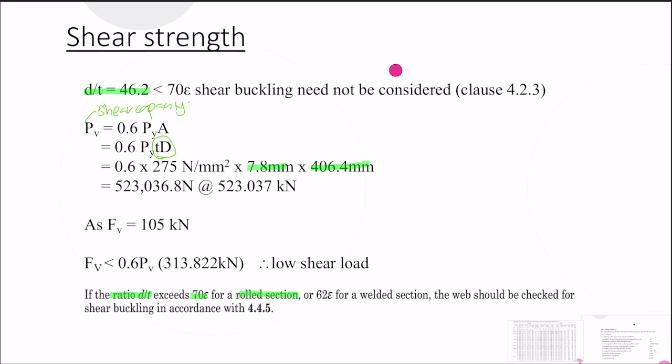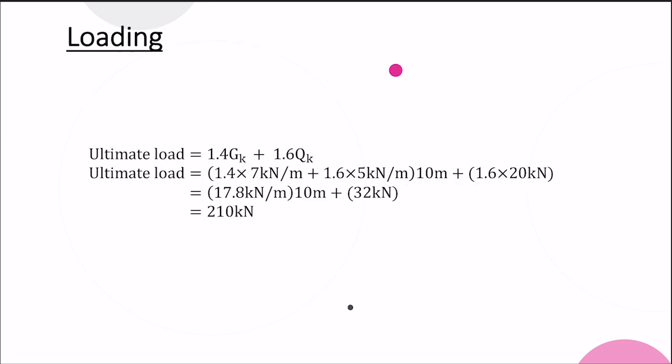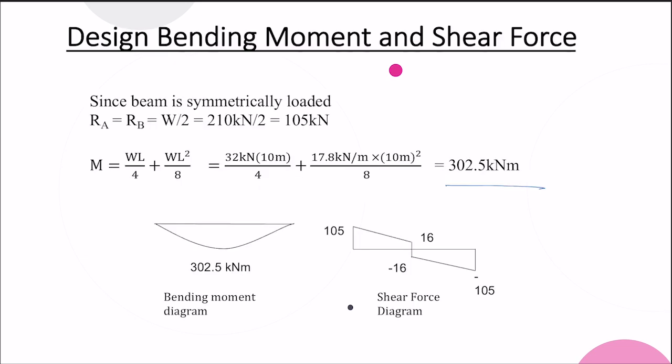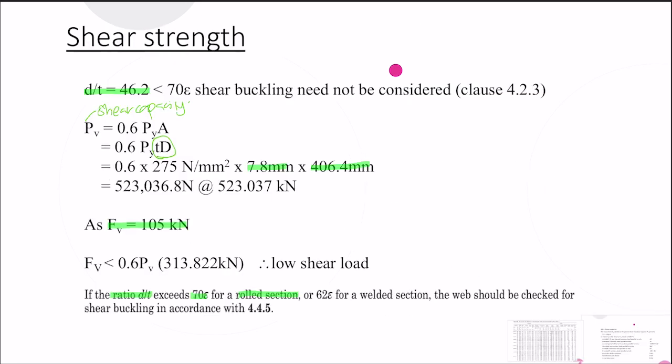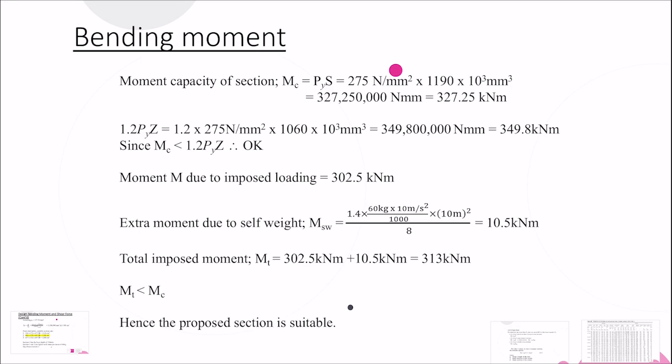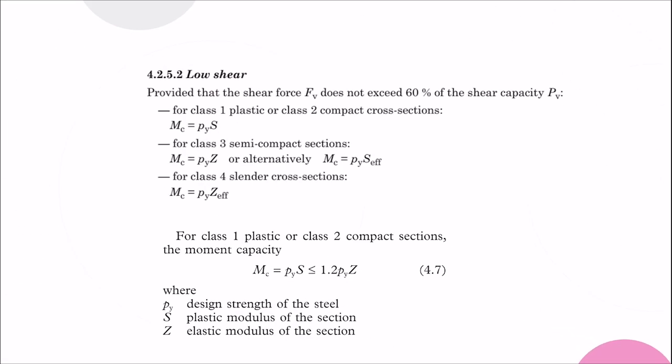Okay, the maximum shear force that we calculated earlier. That we already calculated in our previous calculation, which is here. Right, 105 here. If you look at this clause, it says that provided that the shear force FV does not exceed 60% of shear capacity PV. Meaning FV does not exceed 60% of capacity PV. Meaning 0.6 PV. Okay.